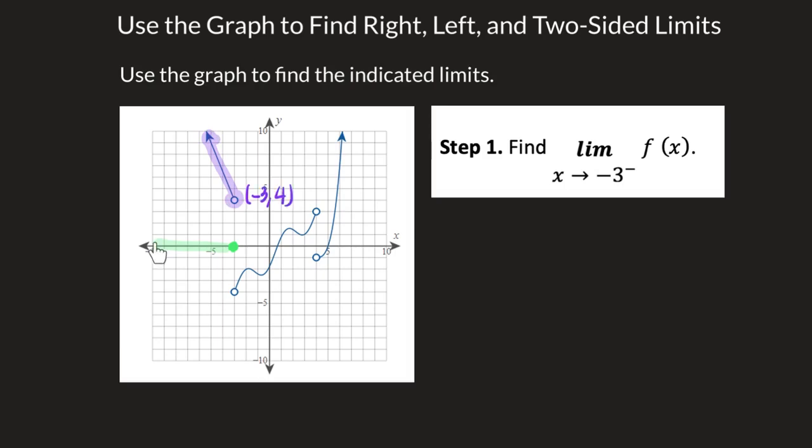So as I'm approaching -3 from the left, I'm going to be on the purple graph that's drawn above the x-axis. So I'm going down, and I can see that my y values are getting closer and closer to the y value of 4. So therefore my limit is going to equal 4.